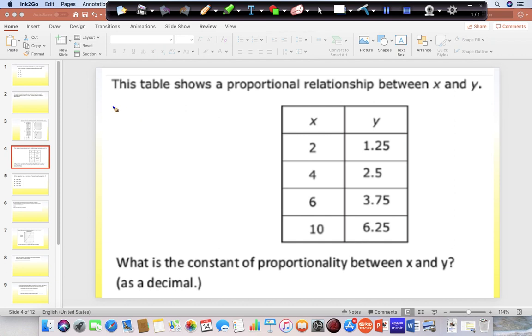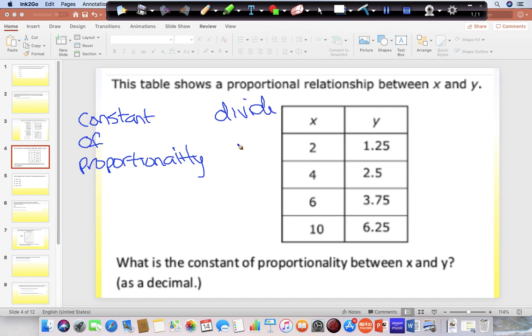Remember to find the constant of proportionality, we just divide y divided by our x. That's it. Sometimes they will have the constant of proportionality represented with a k. So k equals y divided by x.